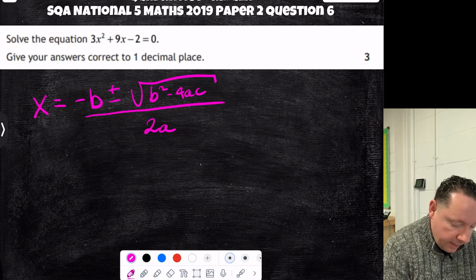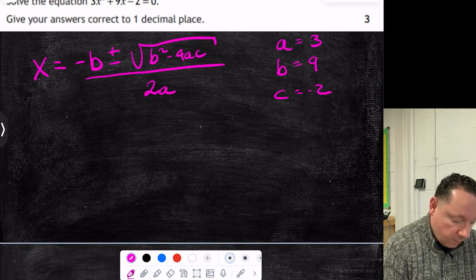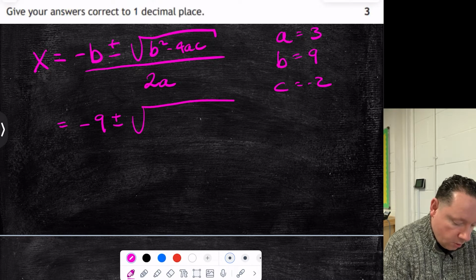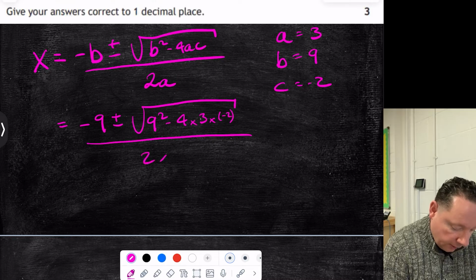Now in this case, a is the number in front of x squared, which is 3. B is the number in front of x, which is 9. And c is minus 2. So I need to sub this in carefully. That's minus 9 plus or minus the square root of 9 squared minus 4 times 3 times minus 2, all over 2 times a, 2 times 3.